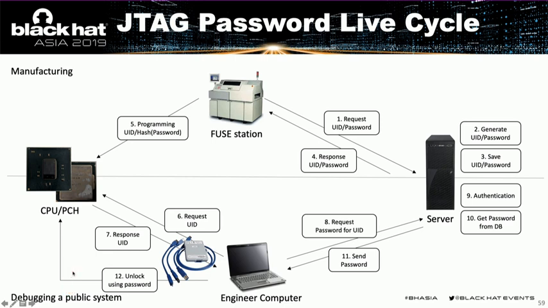When you have trouble with your public platform, you need a special Intel engineer who can get the unique ID from the CPU or PCH. After that, he requests the password from the server. The server sends the password to the engineer's computer. After that, the engineer's computer can unlock the CPU or PCH using the received password. So if only once the algorithm for the JTAG password is leaked, the consequences are very bad. It's really interesting.